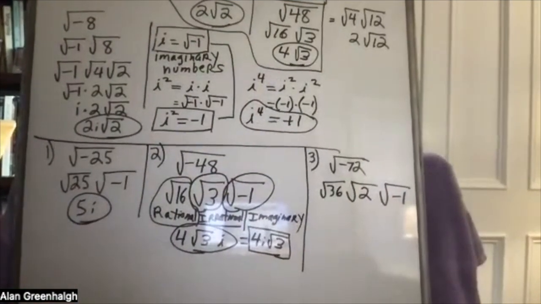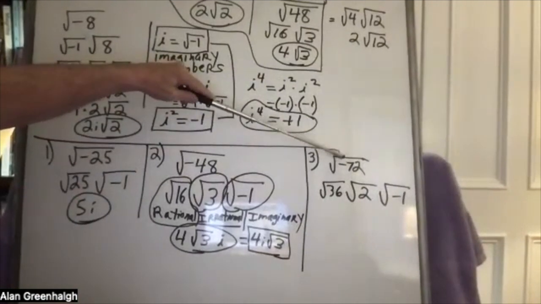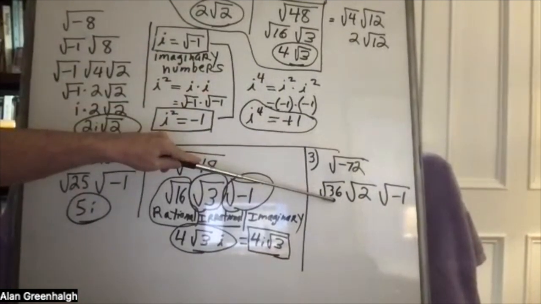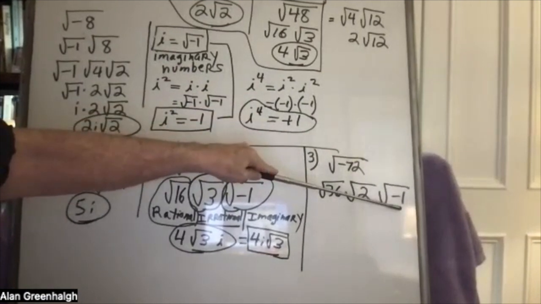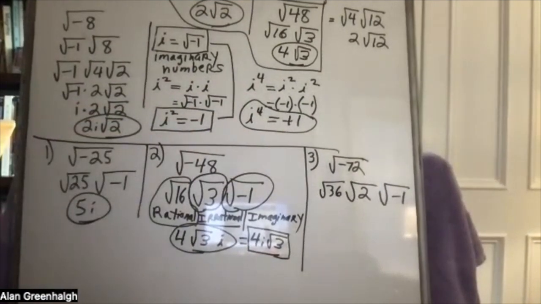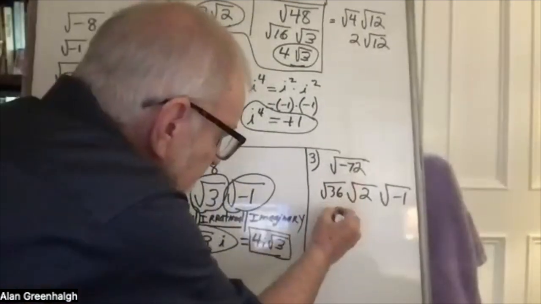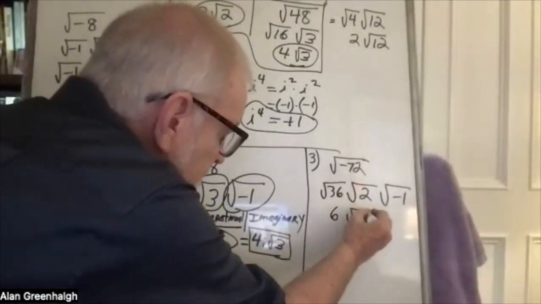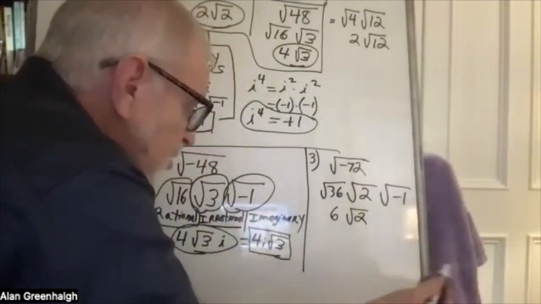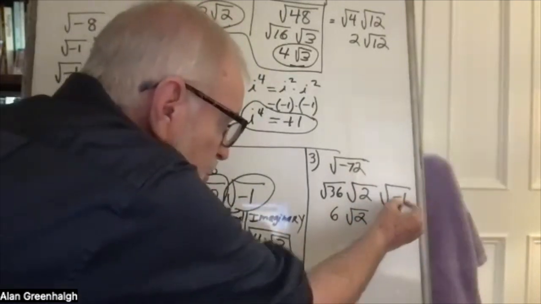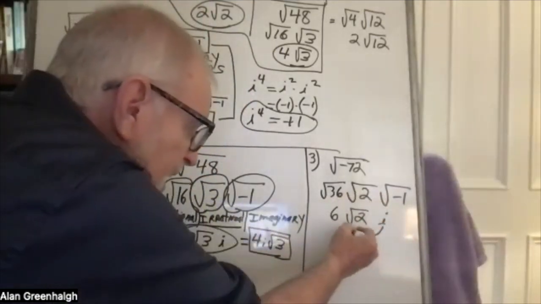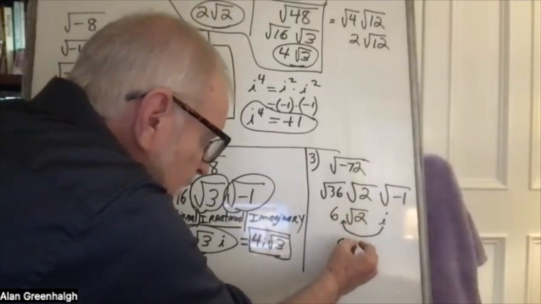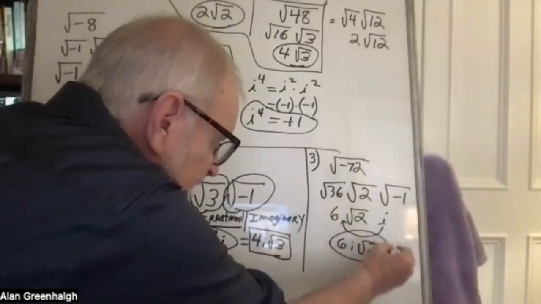So the square root of -72 will be the square root of 36, there's the rational part, the square root of 2, there's the irrational part, and the square root of -1, and there's the imaginary part. So this becomes equal to 6. This becomes equal to the square root of 2. Can't do anything with that. And the square root of -1 is i. Now let's move that i where it belongs. And that is the answer to the question.